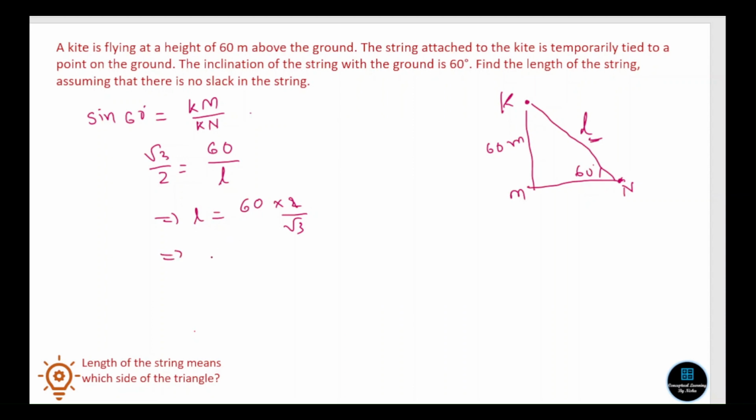Here students struggle a lot to convert this, so what I'll do is just rationalize this. Root 3 into root 3 is 3. I can divide 60 upon 3, so I'll get 20. 20 into 2 is 40. So 40 root 3 is the answer. So the length of the string is 40 root 3 meter. You can put the value of root 3 and find it.